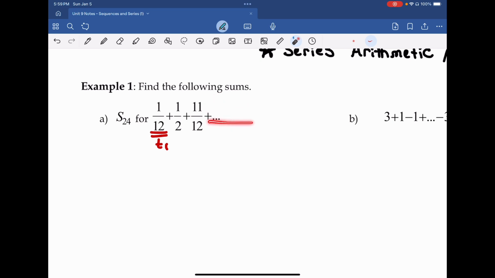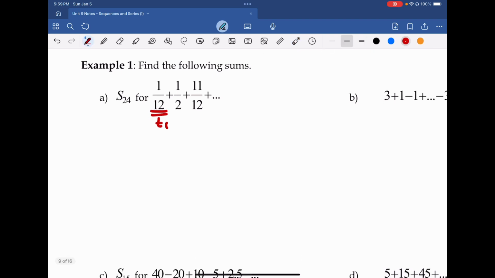So if we know that this series just continues on and on based on this pattern, well, first of all, we have to figure out arithmetic or geometric. You can do a really simple test. You can either take two adjacent terms and subtract them, or take the two and divide them, and the result will tell you if it's geometric or arithmetic.